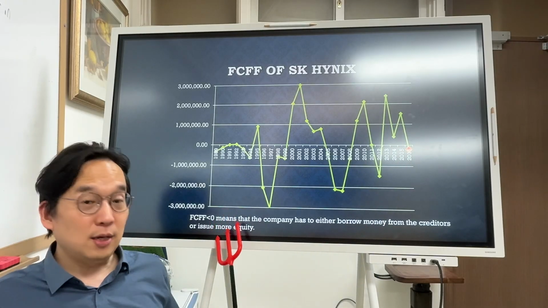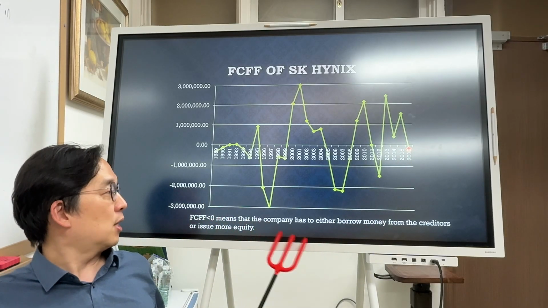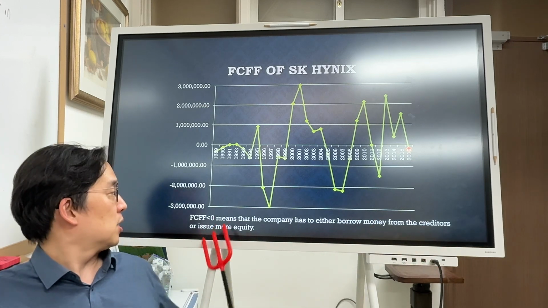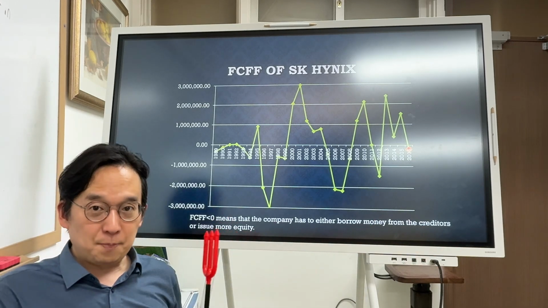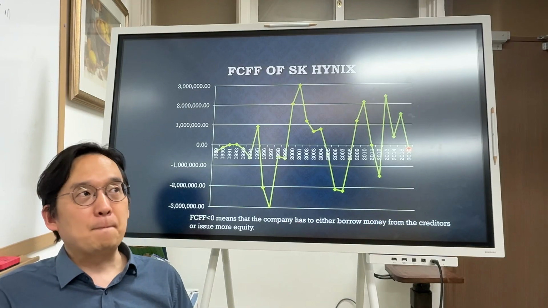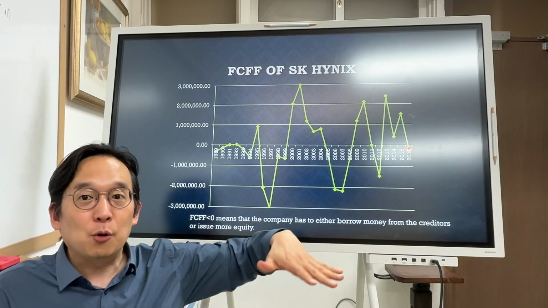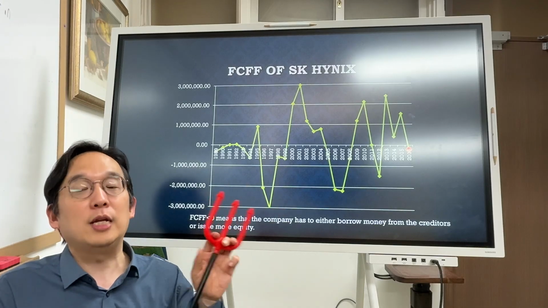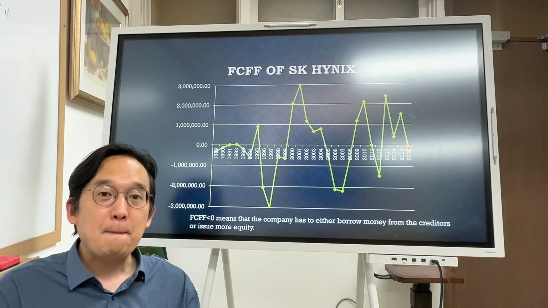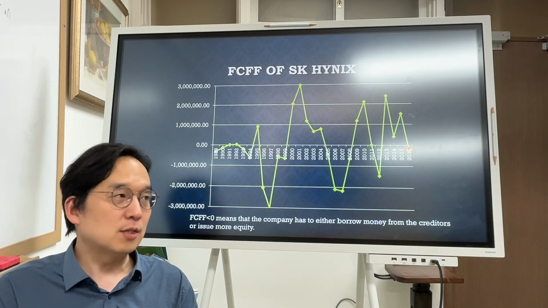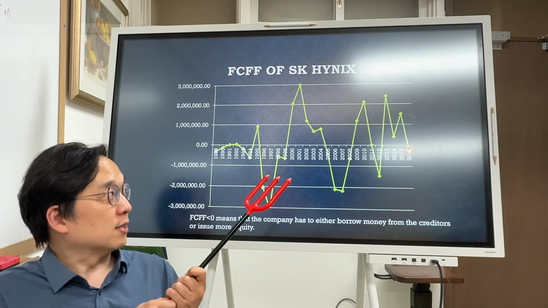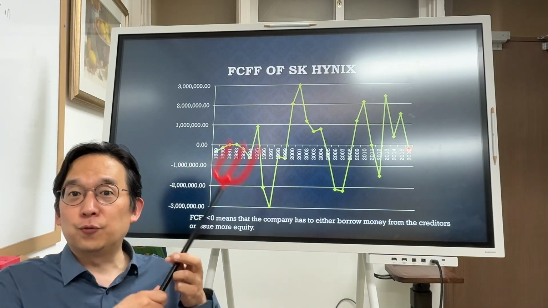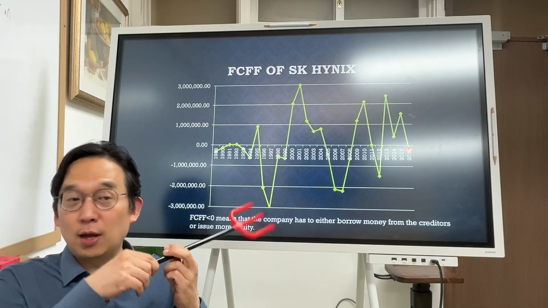And what does this mean? Well, it means that the company has to either borrow money from creditors or issue more equity. Okay, so you are running down your cash. So that's why you need to borrow more or issue equity, to finance your projects or your businesses. Okay. Number two, the volatility of free cash flow to firm is one thing to notice.